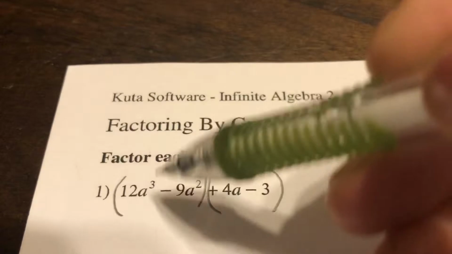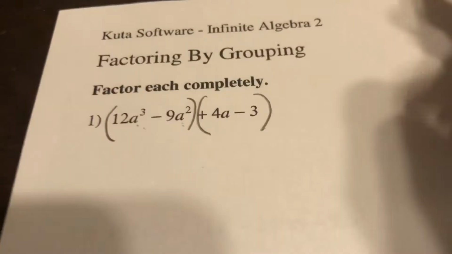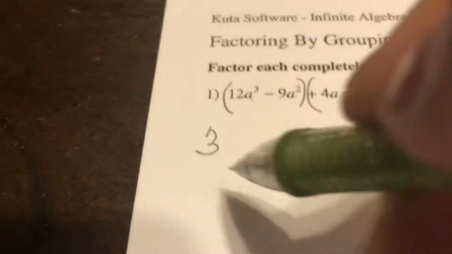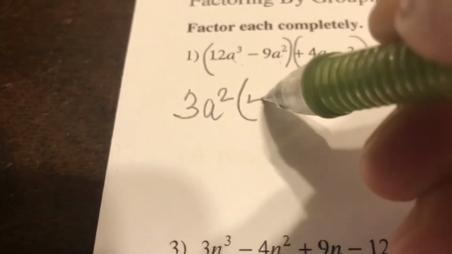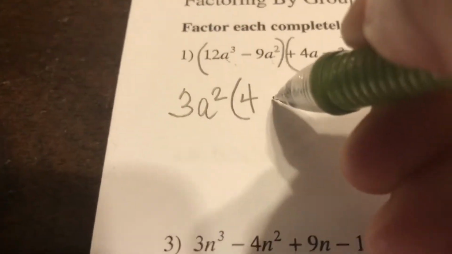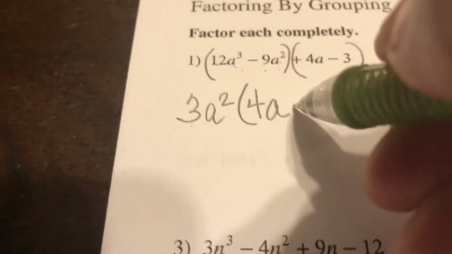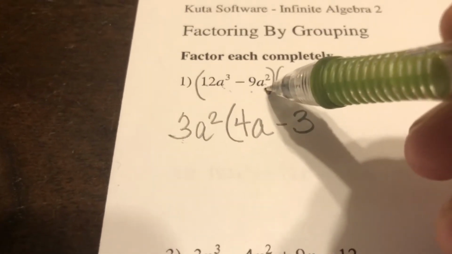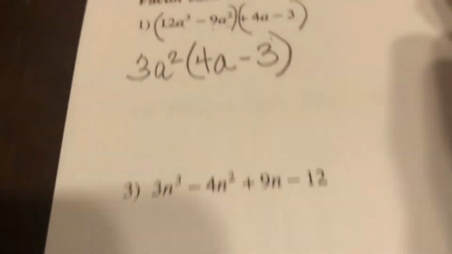And typically it's going to be already grouped because you're going to go by how many variables they have in common. So if I look at 12 and 9, I know that they have a 3 in common, so I'm going to pull that 3 out. A cubed and a squared have an a squared in common, so I'm going to pull that out. 3 times 4 would give me that 12. A squared times a would give me a cubed. Then please notice this is a negative 9, so 3 times negative 3 would give me that 9. And a squared I already have, so I don't need anything else, so that's my binomial right there.